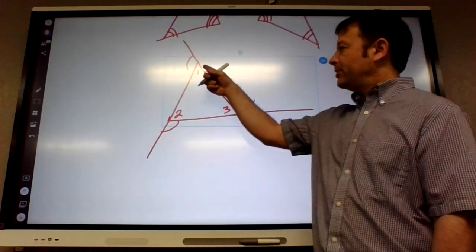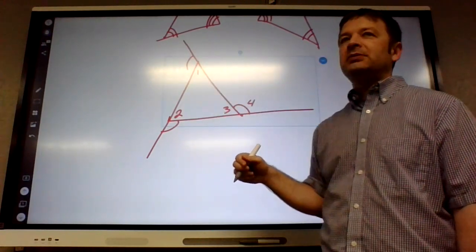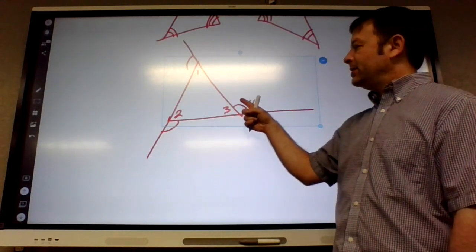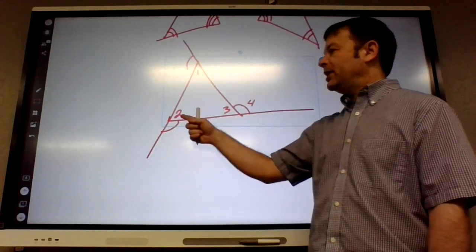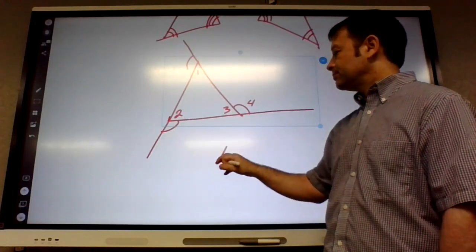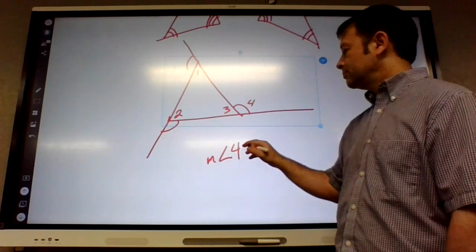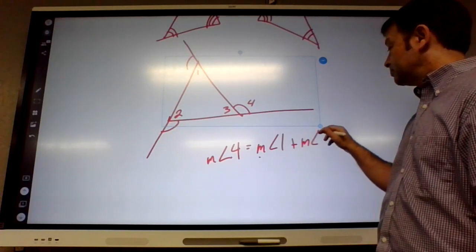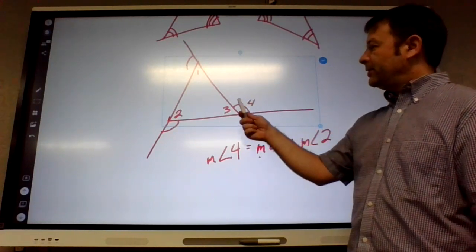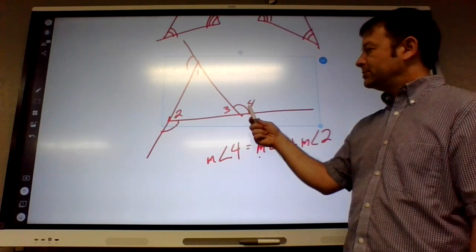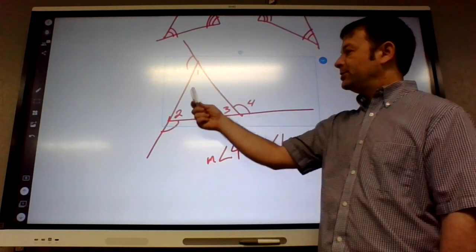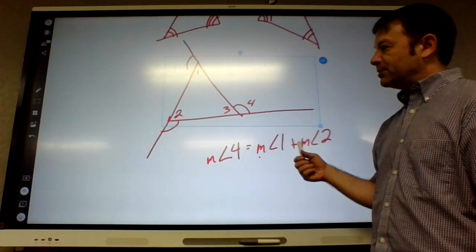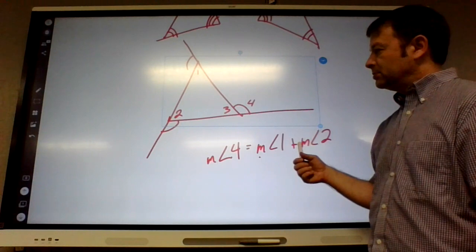What do I know about angles 1, 2, and 3? They add up to 180. So if 3 and 4 add up to 180, and 3 and 1 and 2 add up to 180, what do I know? Okay, if 3 and 4 add up to 180, and angles 1, 2, and 3 add up to 180, then angle 4 is equal to angle 1 plus angle 2. Ah, yes. Very big brain.